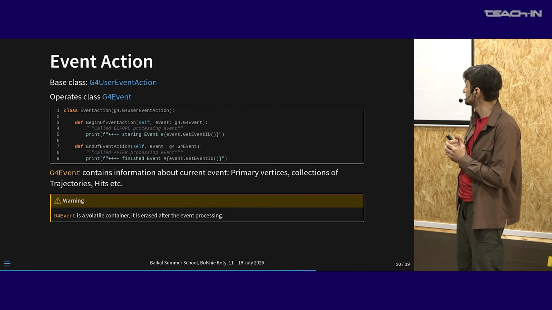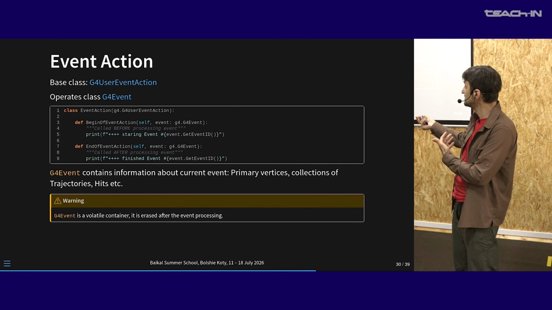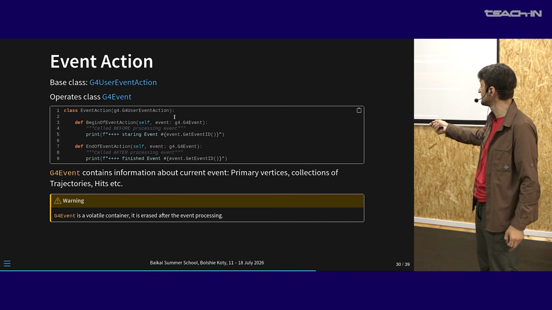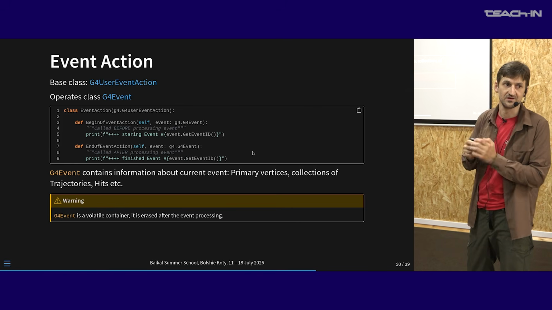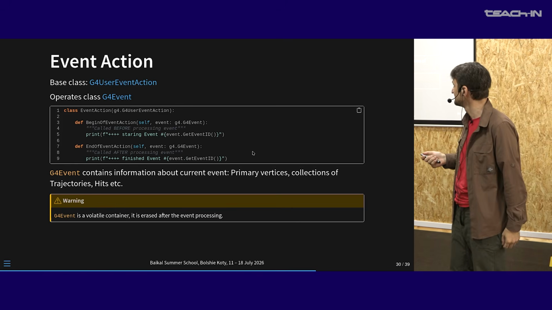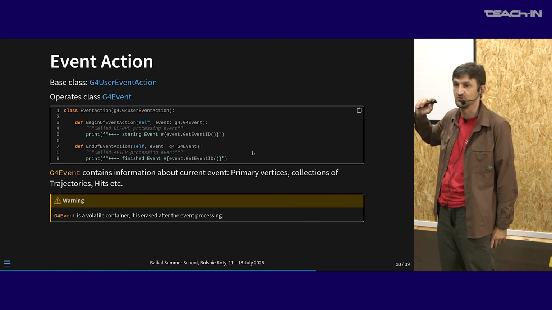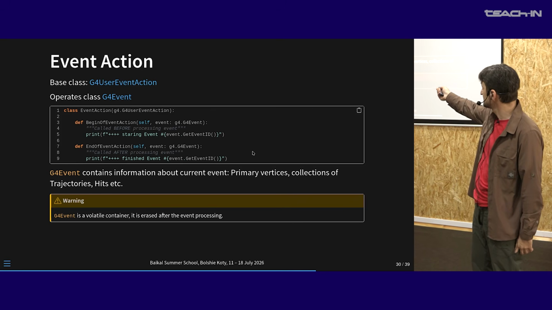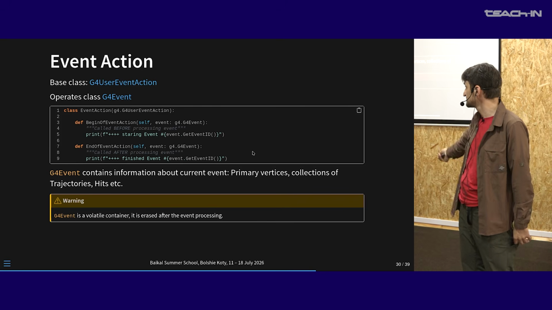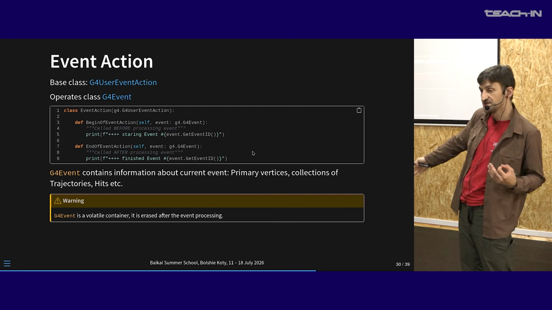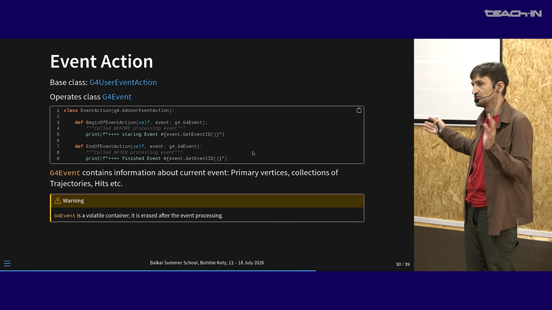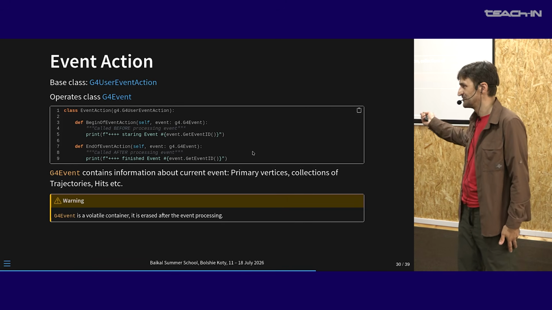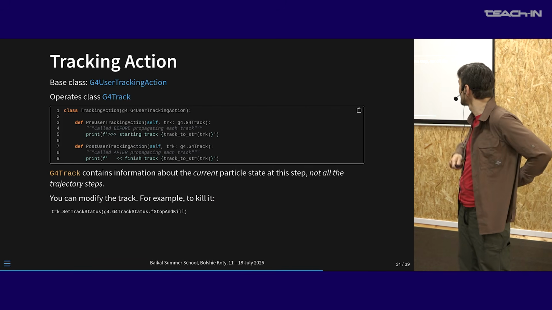Event action is called at the beginning of each event, before processing the event, and after processing the event. In these simple implementations, I just put the print functions and that's all. But we will see when these are called. But you can do much more. One warning: this event container is a volatile container. So after the event is finished, it is erased. If you didn't save the data, you don't get anything from the event. That's what happened with us when we ran these 10 events.